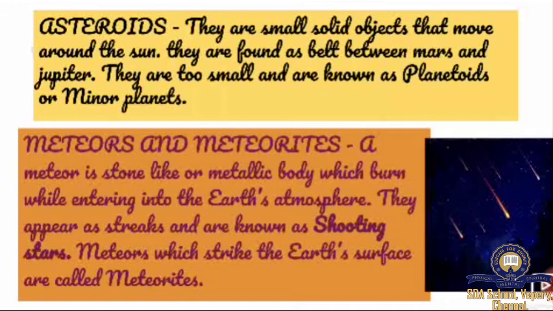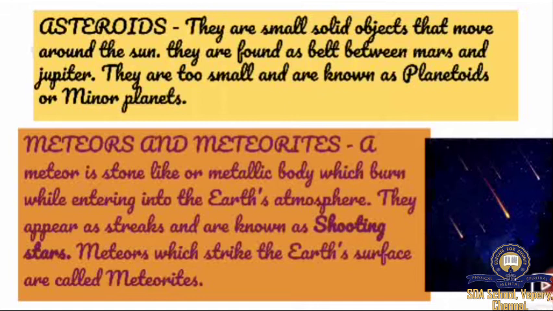Next, let's look at the asteroids, the meteors, and the meteorites. What are asteroids? They are small, solid objects that move around the sun. They are found as a belt between Mars and Jupiter. They are too small and are known as planetoids or minor planets. So, they are also minor planets that are found as a belt between Mars and Jupiter.